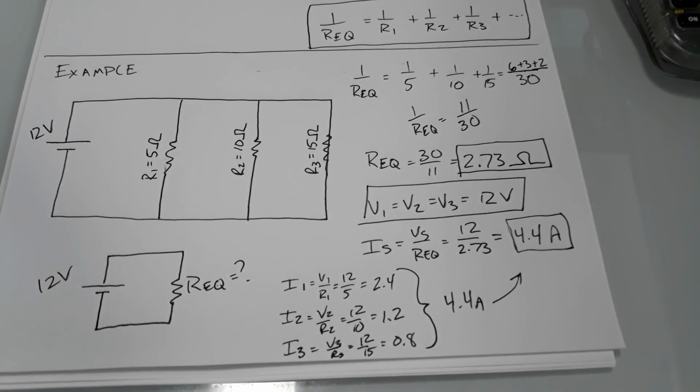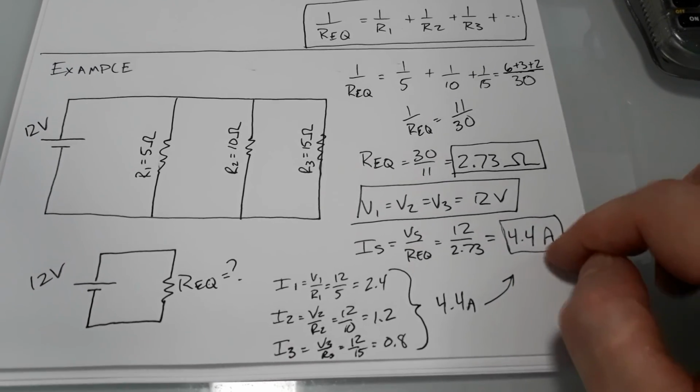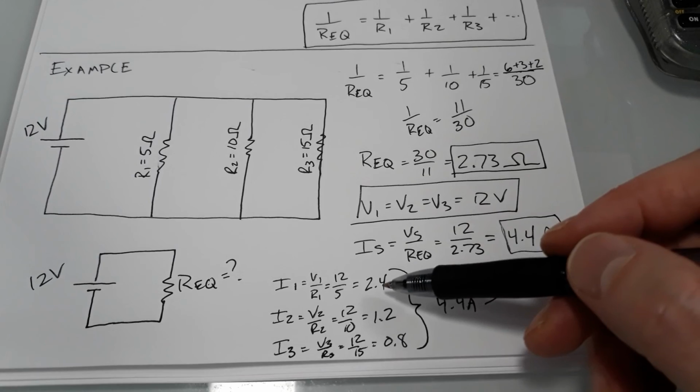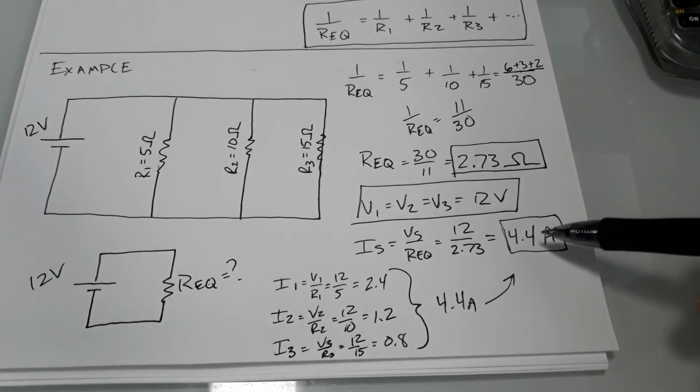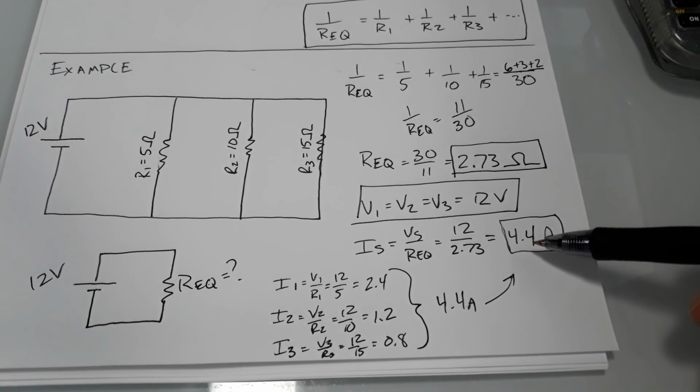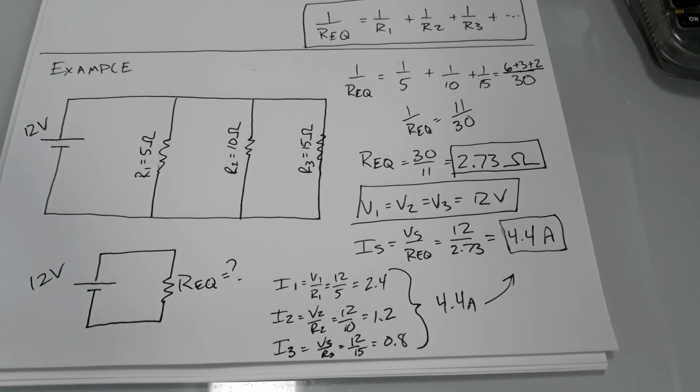Exactly what I got from the original calculation. I calculated them each individually. I got 2.4, 1.2, and 0.8. When I add them all together, they add up to exactly what the battery was sending out, which is important, because if it didn't do that, then that would indicate a calculation mistake, because otherwise you'd be violating a physical principle.